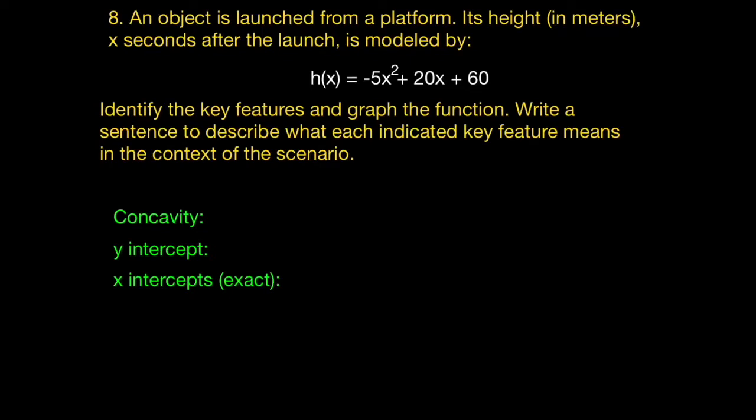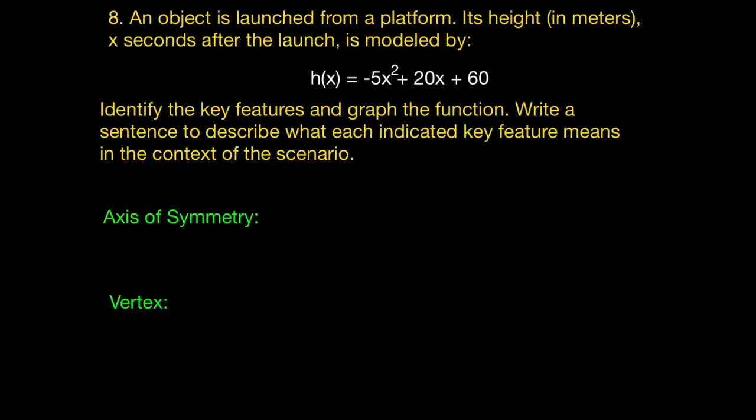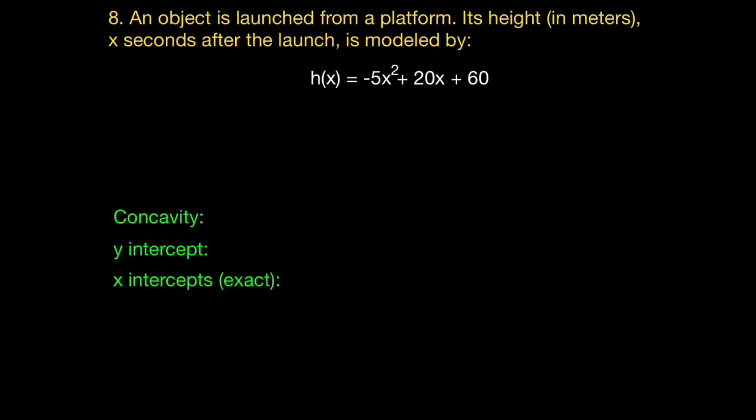After that, we're going to write a sentence to describe what each indicated key feature means in the context of this scenario. So let's begin with concavity. I'm going to label all of the key values. A is negative 5, B is 20, and C is 60. Concavity is determined by the A value. Because the A value is negative, we're going to say that this is concave down.